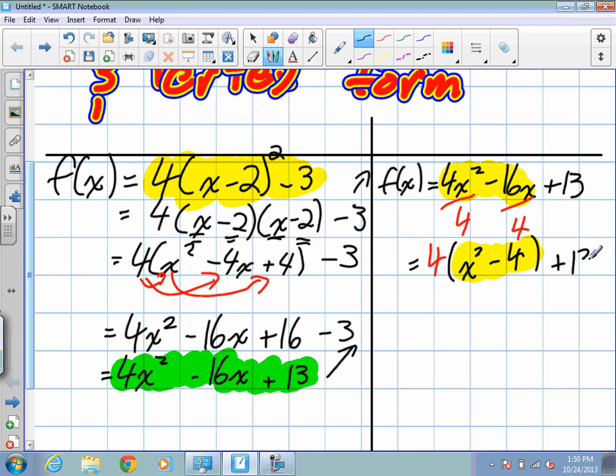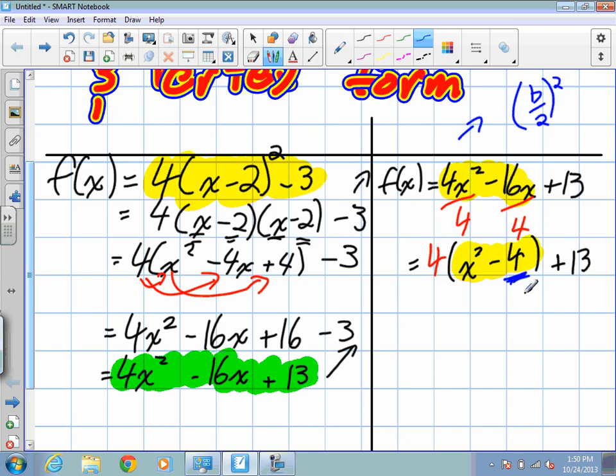Now, this term here is important to us. This is our new b term. Okay, and there's a small formula we have to remember. I'm going to write it up here. We're going to take b and divide it by 2 and then square it. This is that b term we're talking about.